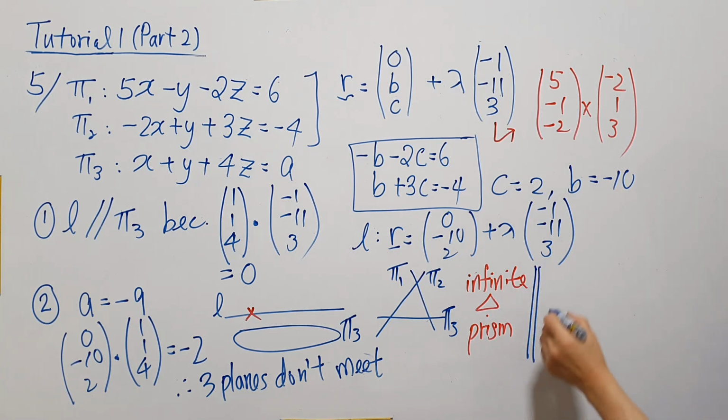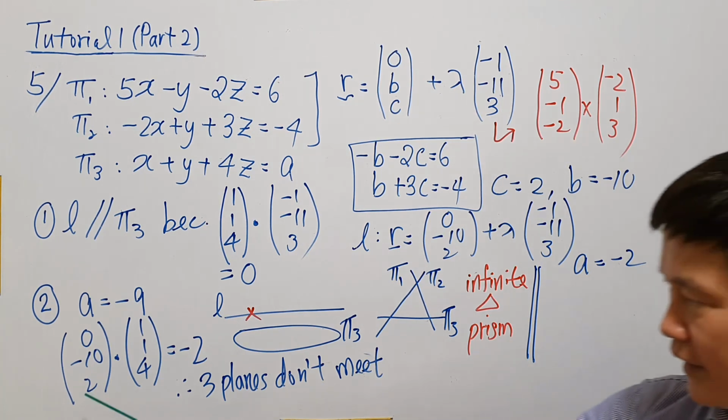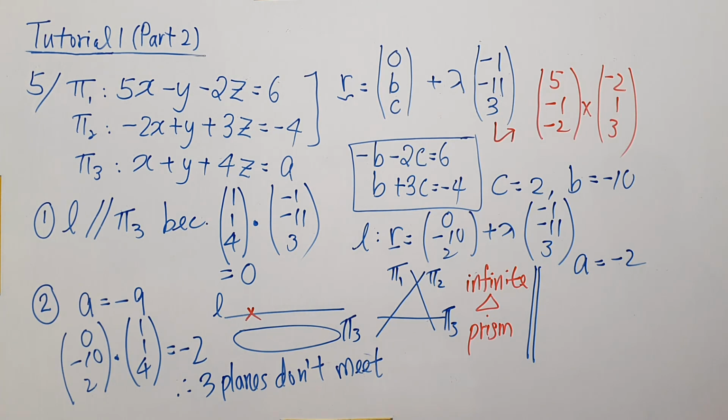What if a is equal to minus 2? If a equals minus 2, as what we have calculated here, then this point on the line L actually lies in the third plane, which means the diagram will look like this now. This is the line L, and the point on the line L is here. And so therefore the line L actually lies in the third plane.